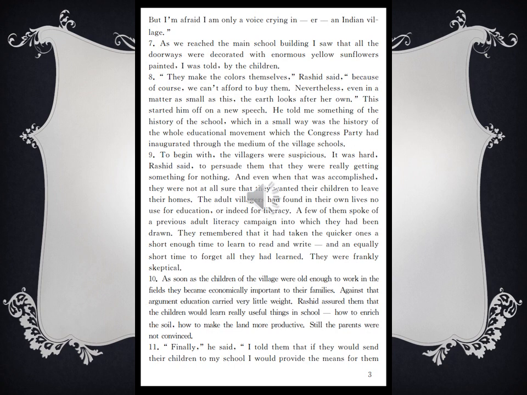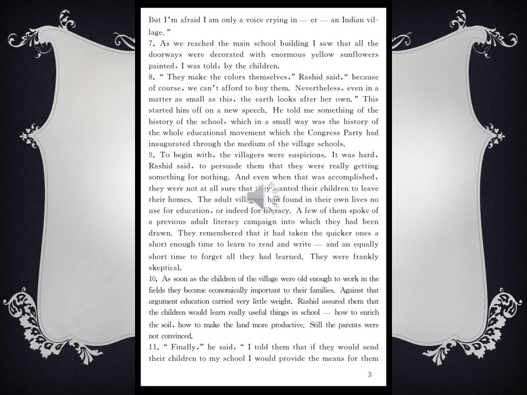A few of them spoke of a previous adult literacy campaign into which they had been drawn. Now, some of the literacy campaign, literacy type of movement, educational movement, previous is called the past. Means in the past, adult education is called to provide education to big people, to elder people, not to students. Okay. Means a student can go to school, but the big people, the young man, the adult man, they cannot go to school. So to provide education to adult people, a type of movement started from time to time in different villages.